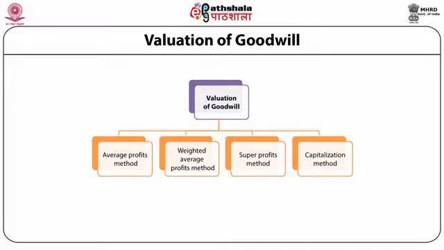It is clear from the figure that two methods, the average profit method and weighted average profit method, are based upon average profit, whereas the super profit method is based upon super profit. Super profit means the profit above normal profit a firm is going to or expected to earn, whereas the capitalization method is based upon both average profit and super profit.